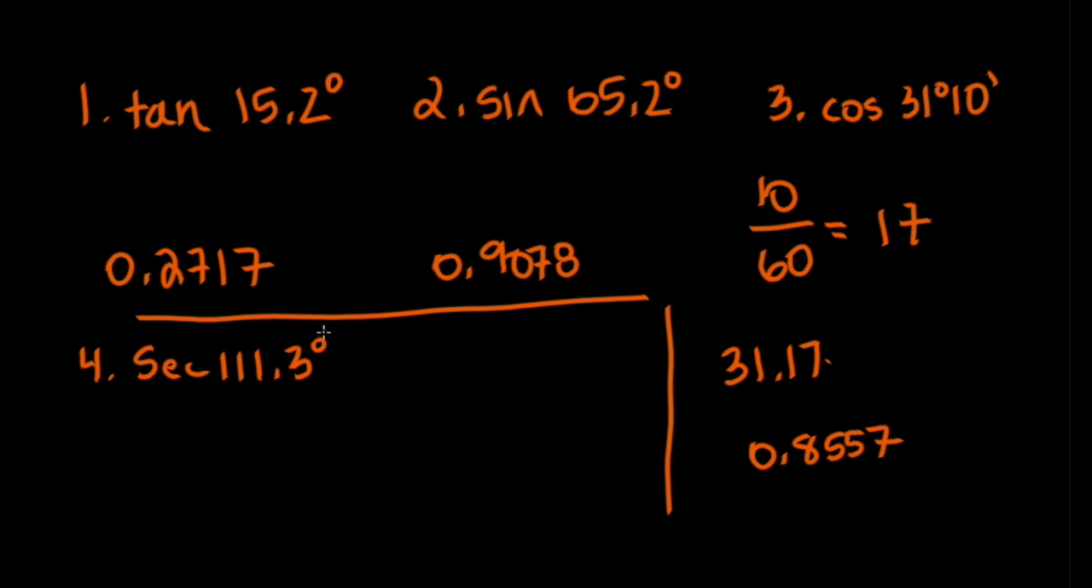For our last problem in this section, we can see that secant is the reciprocal of cosine. If you remember, we can also write the reciprocal of secant as 1 over the cosine of 111.3. So now all we need to do is type this into our calculator. Our simplified answer to 4 significant digits is 2.753.